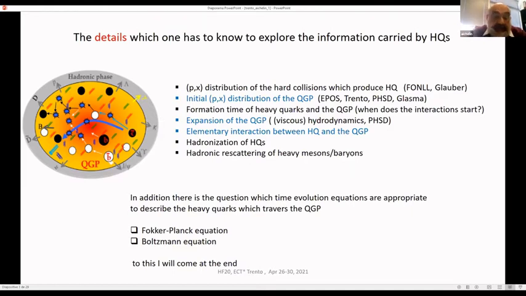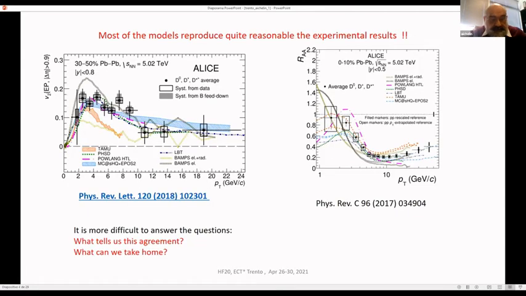We have to address the elementary interaction between heavy quarks and the quark-gluon plasma, what kind of interaction takes place. Finally, and that is not the topic here, is the hadronization of the heavy quarks, what we just heard, and the hadronic rescattering of the heavy mesons or baryons in the medium. In addition to all that, there is a question how to describe formally the passage of a heavy quark through the plasma. There are two different approaches. One is based on the Fokker-Planck equation and the other on the Boltzmann equation.